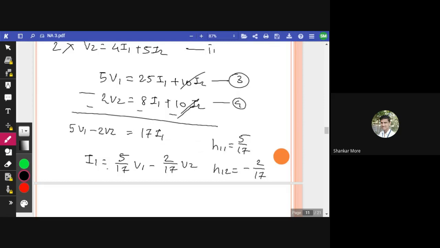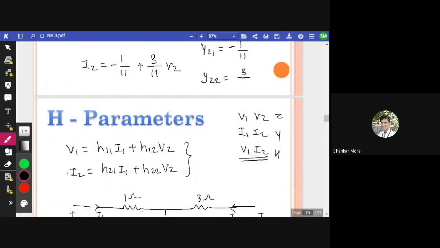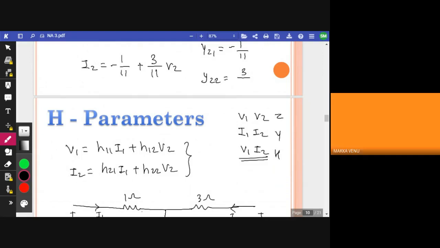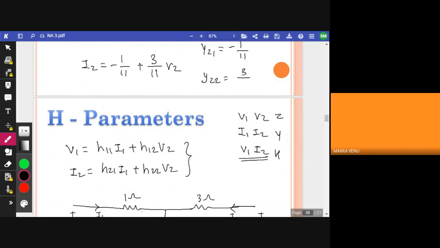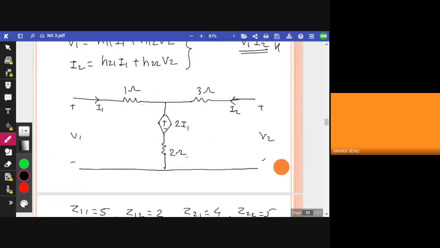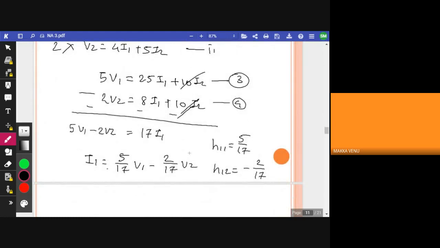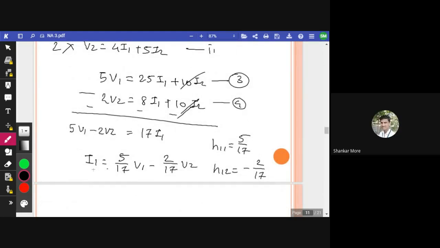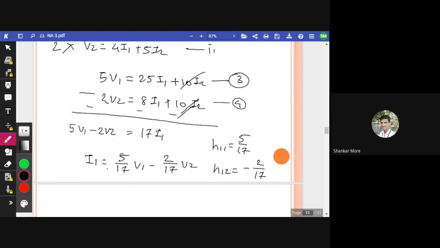Now we need to find out this equation. Which equation? This equation. So guys, if we compare... No, sir, sorry, please check once, sir. Which one? It's the first equation. It should be V1 equal to H11 I1 plus H12 V2, right? But you have taken I1 equal to... Sorry, this equation, no? Yes, sir. These are not H11 and H12, sir. Yeah, correct. Sorry, my bad.